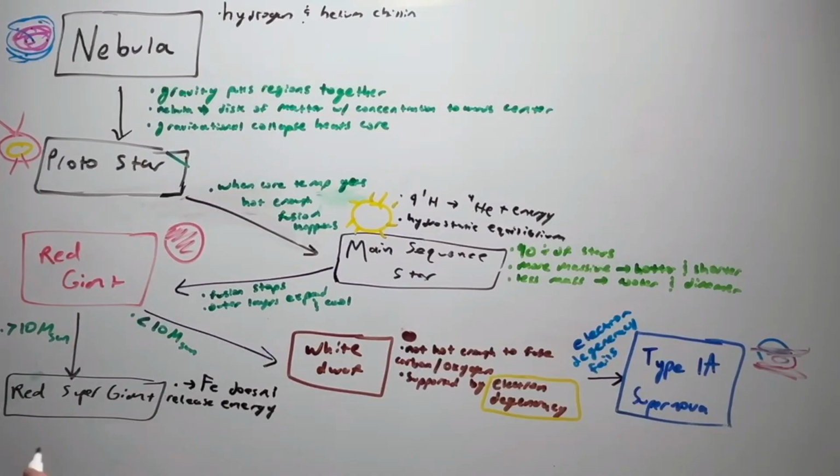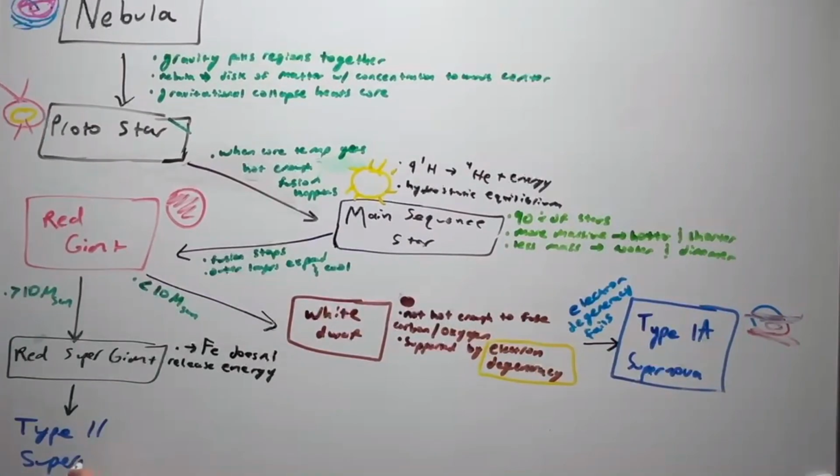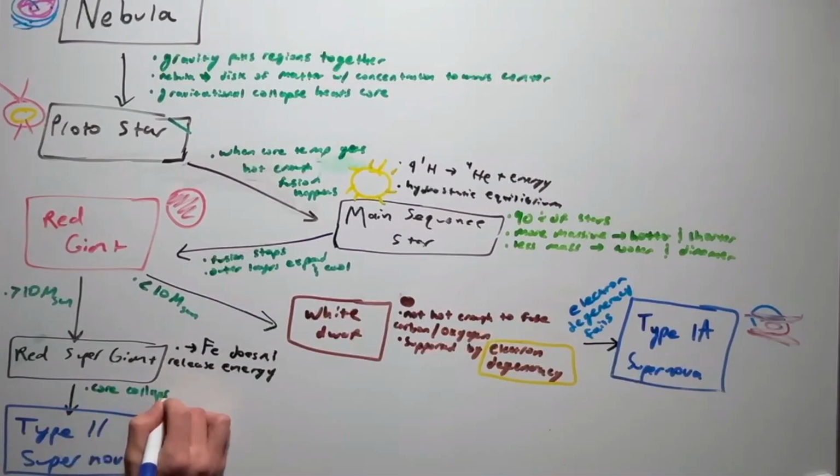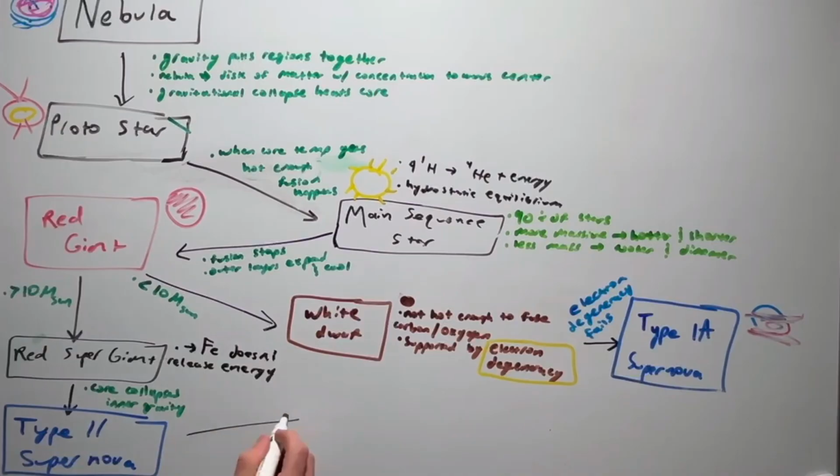Fusion stops at iron because it does not release energy the same way that main sequence star fusion creates energy for itself. So without outward pressure from fusion, that hydrostatic equilibrium will collapse catastrophically. The rapid core collapse triggers a rebound shock wave that ejects the star's outer layers in a type 2 supernova explosion. The outcome depends on the remaining core mass.